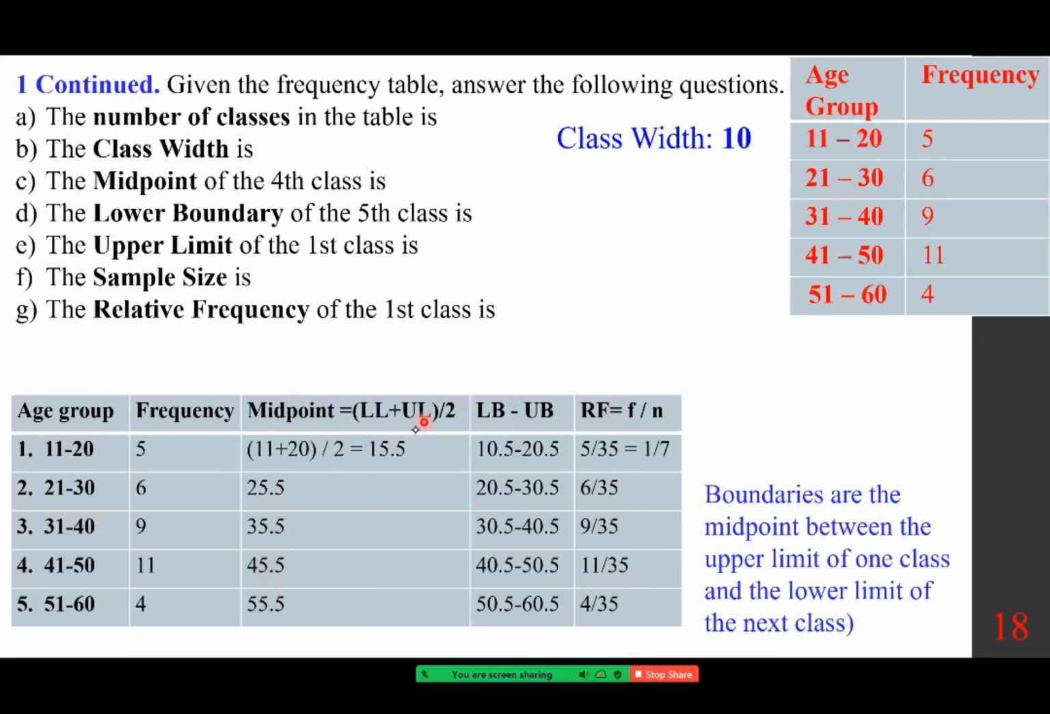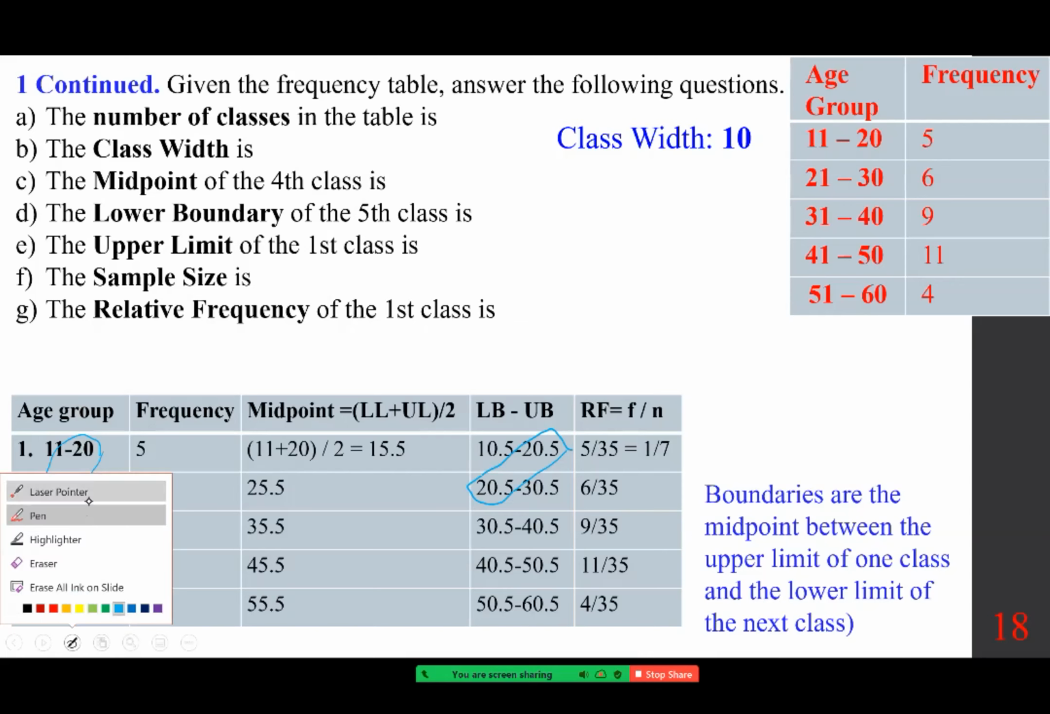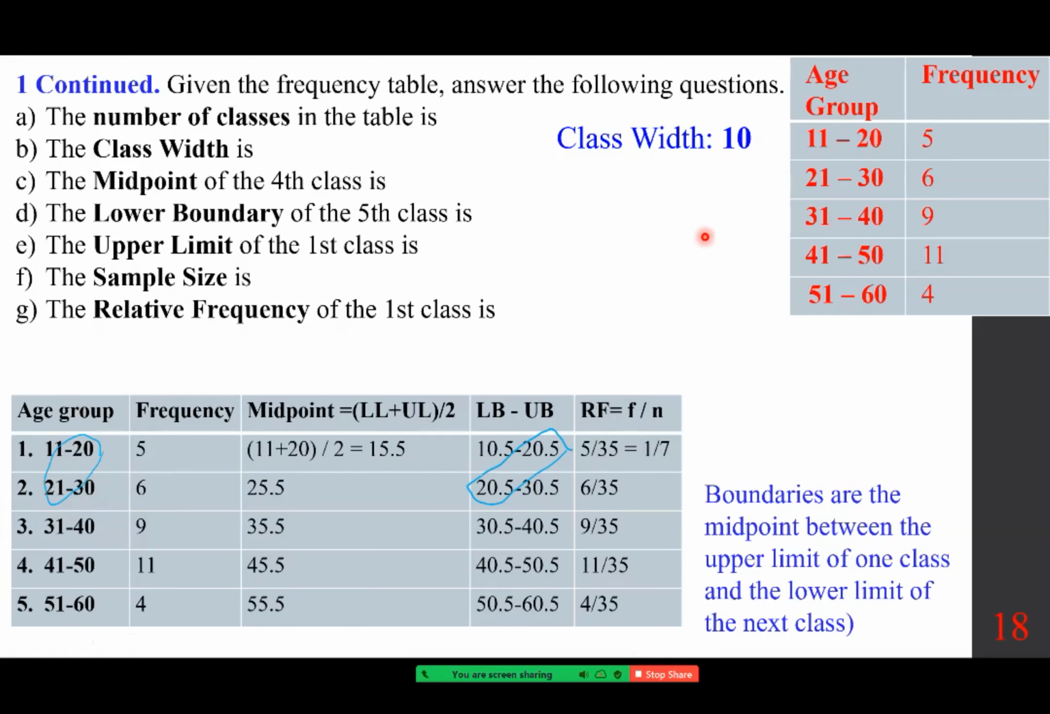As far as the boundaries are concerned, as long as you calculate one of them, for example, if you add these two, 20 plus 21, and divide by 2, you get 20.5. It gives you these two. The rest of them, we said the width is 10. So add 10. And for the lower boundary of the first class, subtract 10. So all you have to do, calculate one boundary and then use the width and quickly come up with the rest of them.